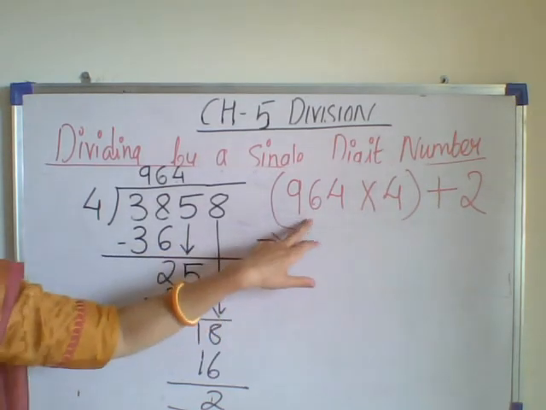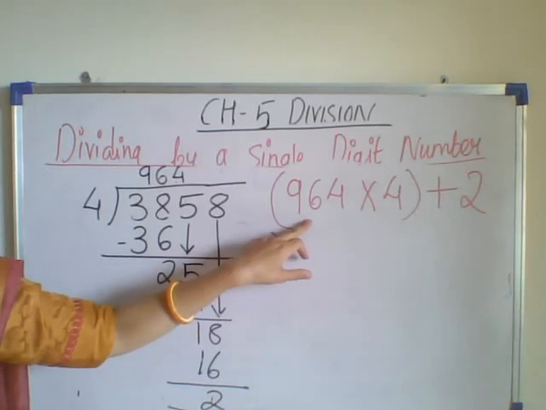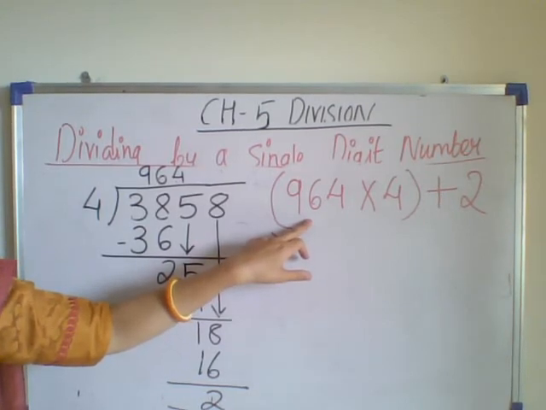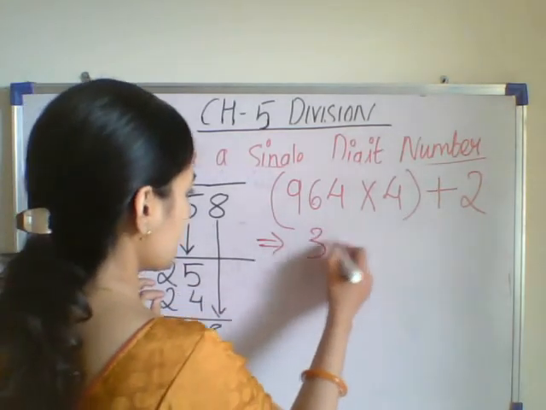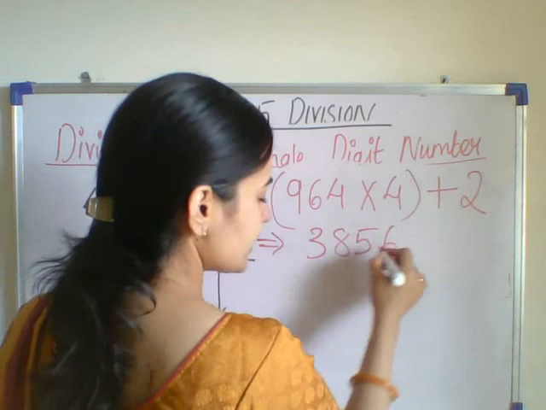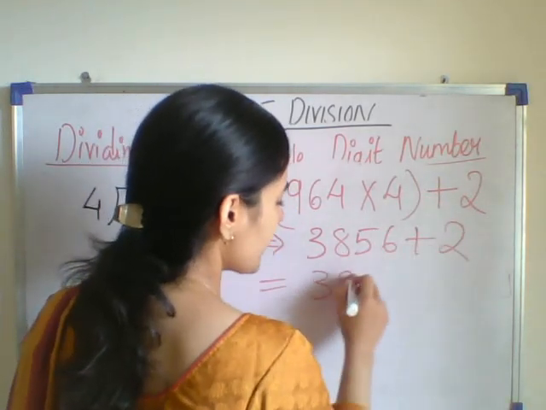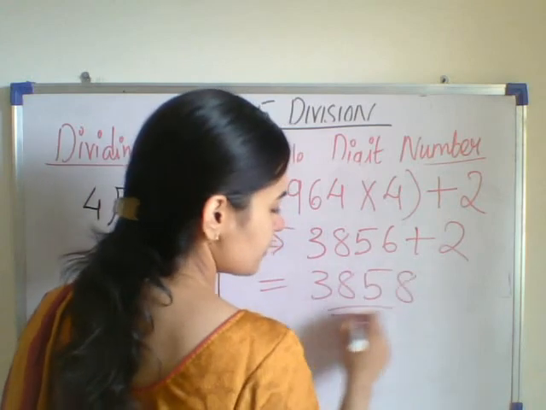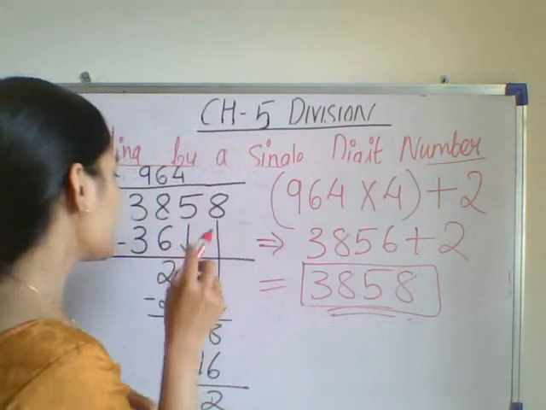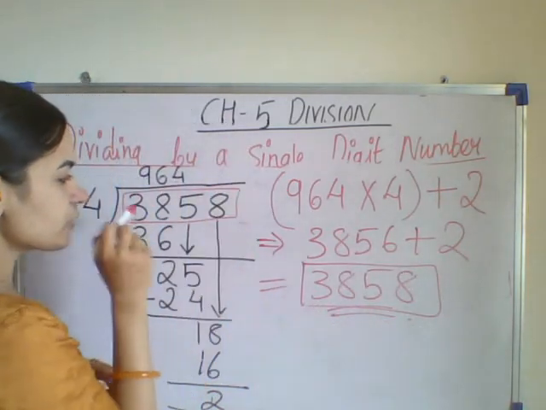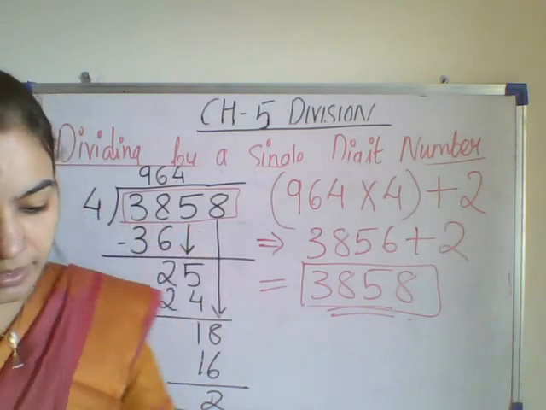So first we'll be doing the multiplication, that is 964 multiplied by 4 equal to 3856. If you add 2 to this, you will be getting 3858. Here we are getting 3858. Here also our dividend is 3858. It means that the division that we have done is correct.